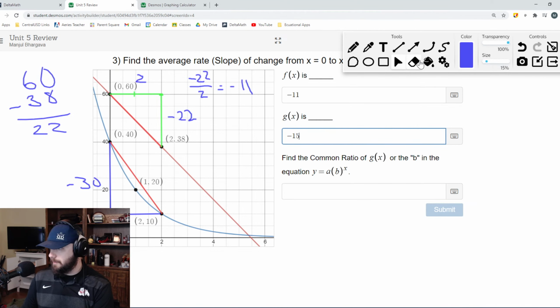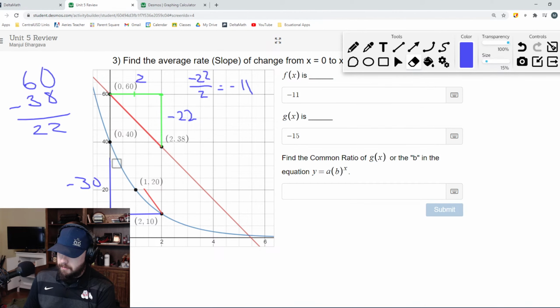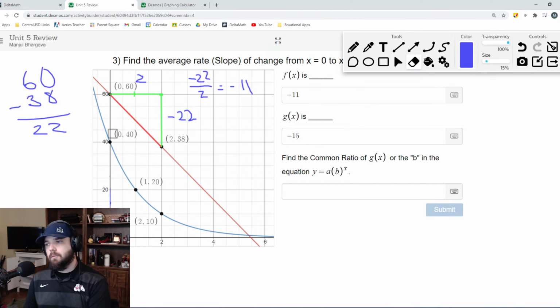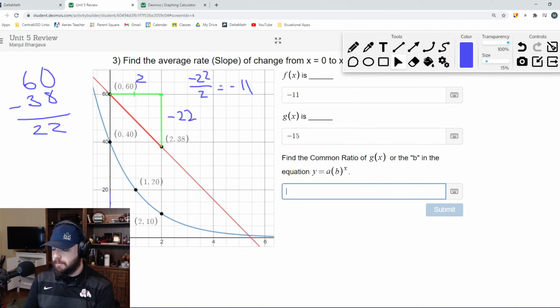And the last question it's asking for, I'm going to go ahead and erase some of this stuff so we can see this a little bit better. My points are going from 40 to 20 to 10, and we're trying to figure out my common ratio. As we go from 40 to 20 to 10, you should notice that we're cutting this in half every single time as we go up by 1. So my common ratio, or my common base, is dividing by 2 every time. The way we write that in our equation is 1/2.